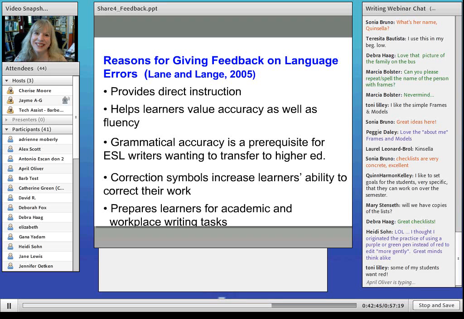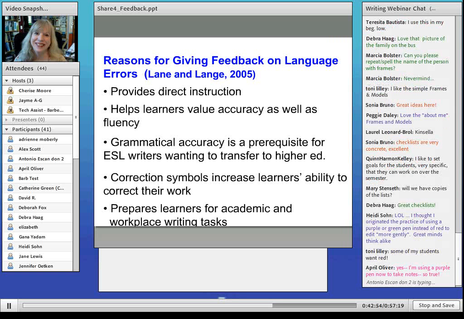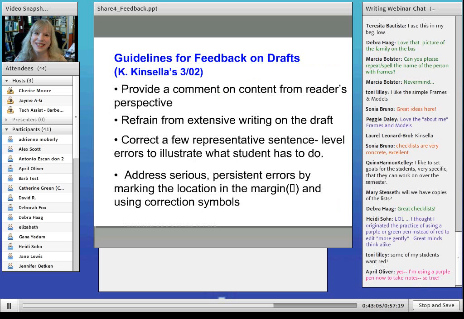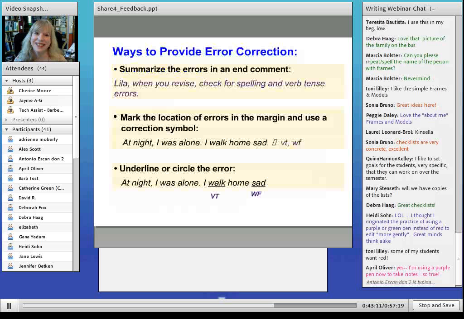We target a particular language point, a particular grammar structure that we want to work with. If we're working on word choice, that's what we correct for. If we're working on making sure that the timing and the tense structure are clear, that's what we work on. And Kate Kinsella also has the idea of refraining from extensive writing on the learner's drafts.